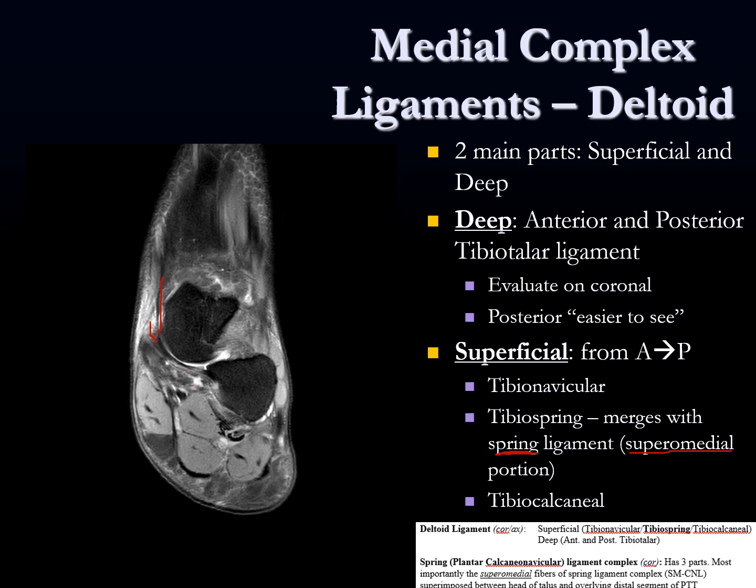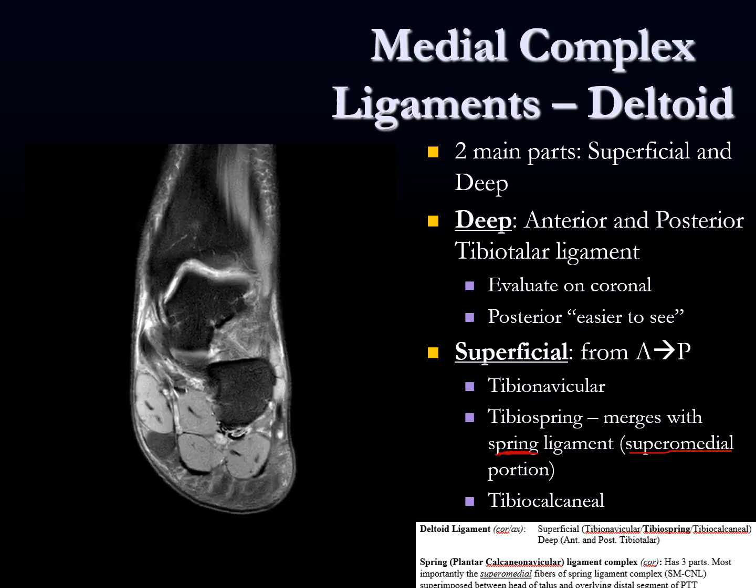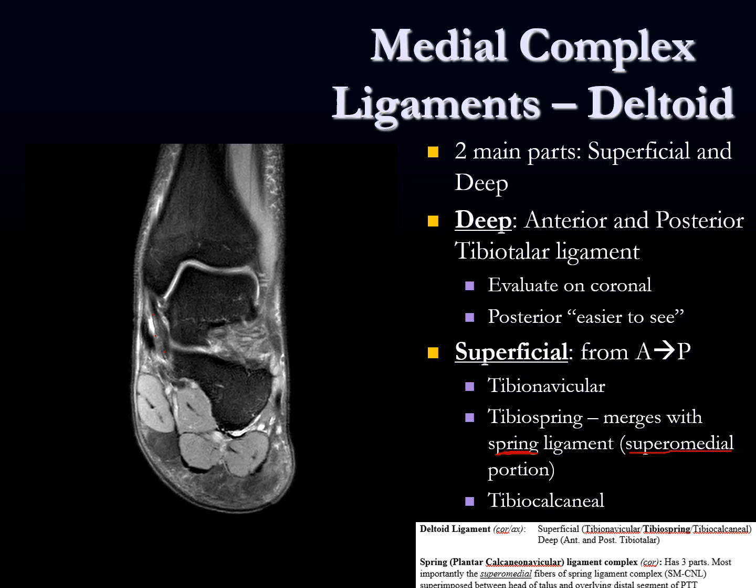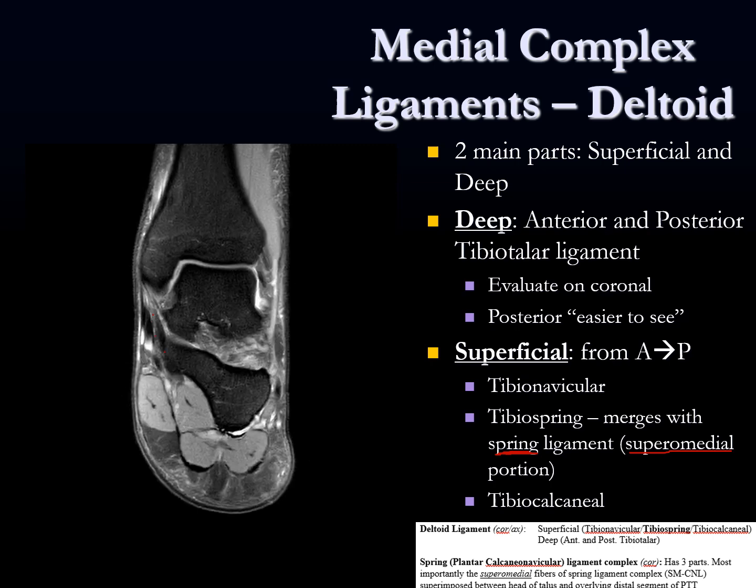So I don't know how easy it's going to be to see otherwise on this coronal. This is all more area of superficial deltoid, but it's just not well seen. It's small. Here it is. This is actually a little better here on this image, right here. So we're seeing the deltoid.